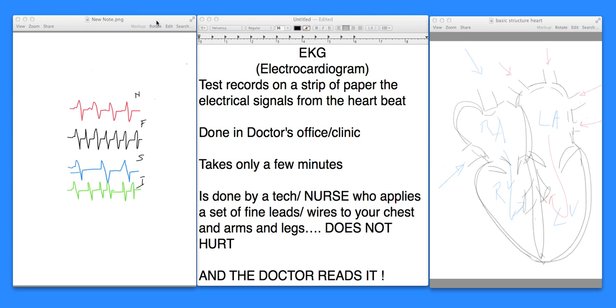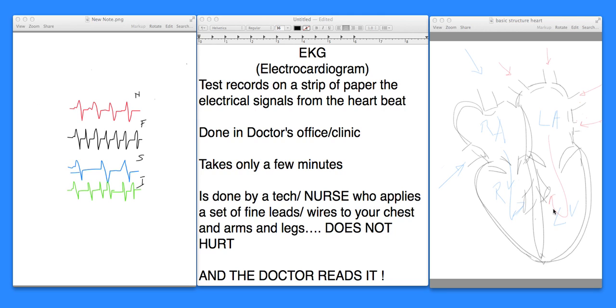In this particular section, I'm going to be talking to you about what's an EKG. An EKG is an electrocardiogram. That's the complete form of EKG. It's a test that's recorded on a strip of paper, and the paper runs across the machine. The machine is almost the size of your laptop, and it records the electrical signals originating from the heart.